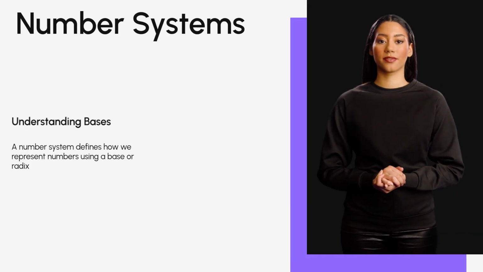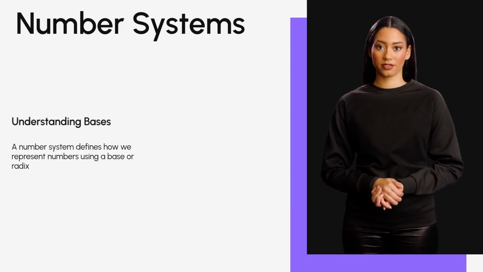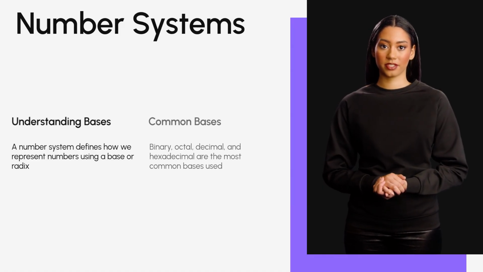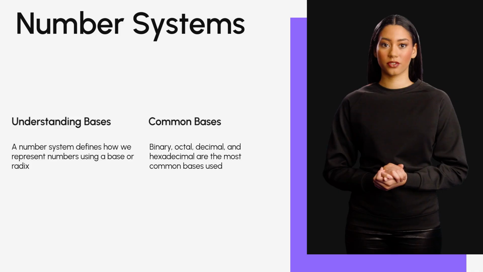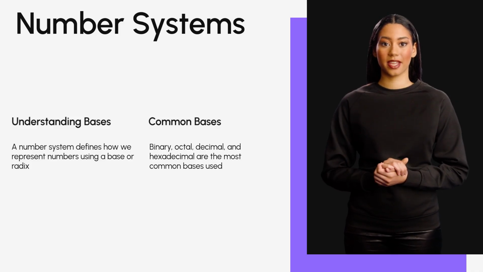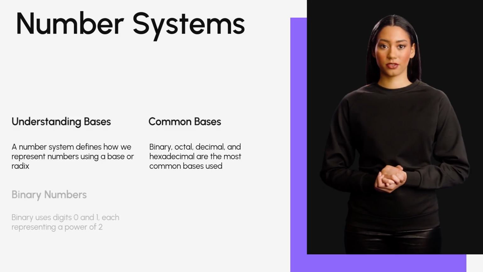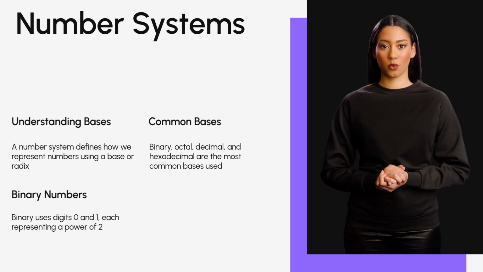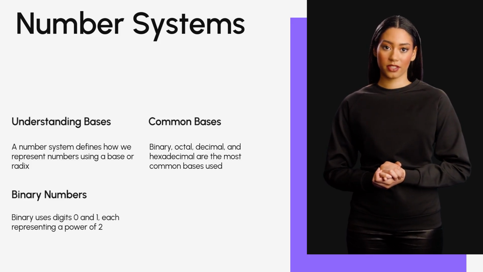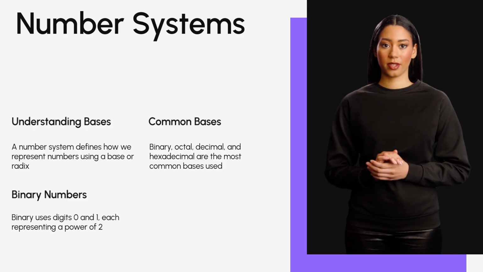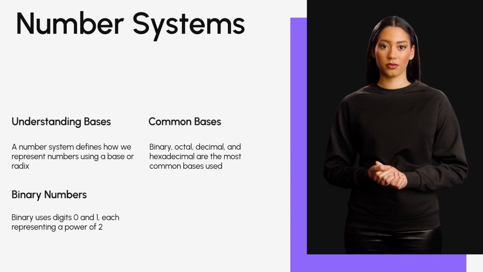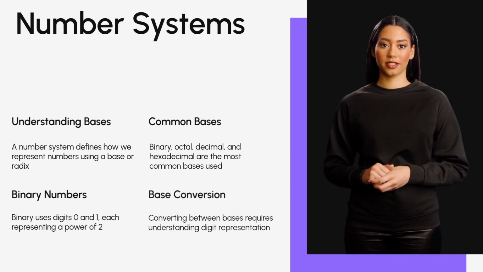A number system defines how we represent numbers using a base or radix. The most common bases are binary, base 2, octal, base 8, decimal, base 10, and hexadecimal, base 16. Binary uses only 2 digits, 0 and 1, with each digit representing a power of 2, increasing from right to left. An example is converting binary 1011 to decimal, which equals 11. Converting between bases involves understanding how each digit represents a different power of the base.